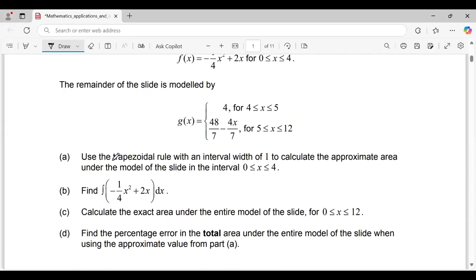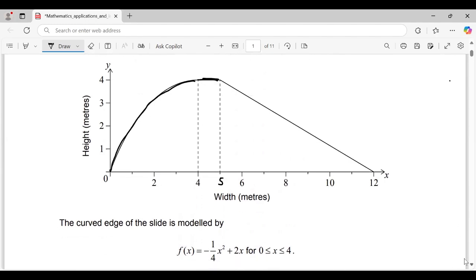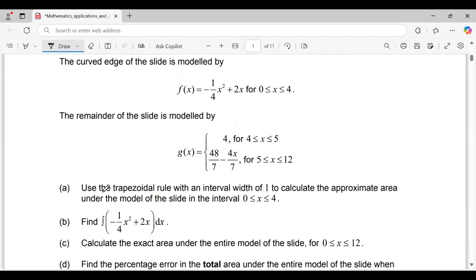Use the trapezoidal rule with an interval width of 1 to calculate the approximate area under the model of the slide in the interval 0 to 4. So we are going to calculate this based on the trapezoidal rule.